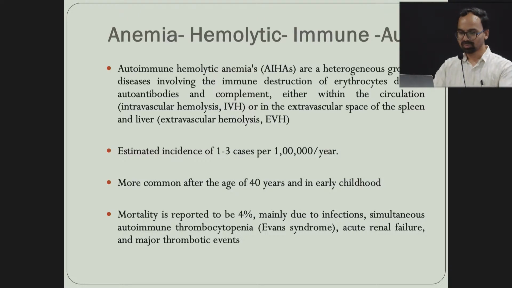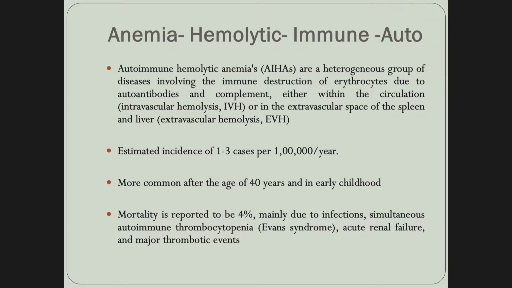So it presents as anemia, then hemolysis, immunology, and you'll find auto antibodies. That is how we blood bankers find it. It's a heterogeneous group of diseases involving immune destruction of erythrocytes due to autoantibodies and complement. Either this can happen intravascular or extravascular.